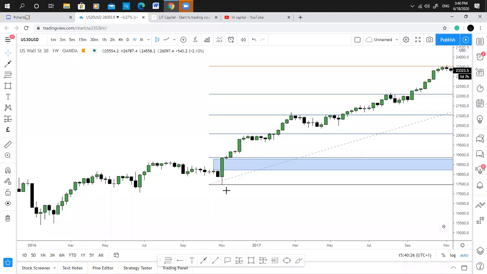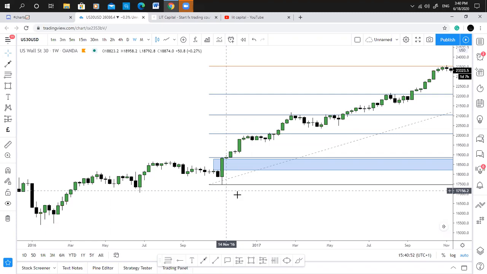How to view imbalance. Imbalance can be viewed on any time frame. The higher the time frame, the more powerful the setup. Imbalance is usually created around an impulsive candle to the upside or downside. So again, like I just mentioned, imbalance is usually created within 3 candles and will form a gap in the market. So here I am on the US 30 weekly time frame.